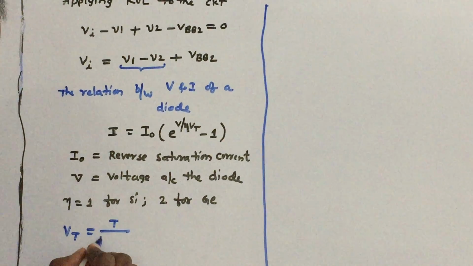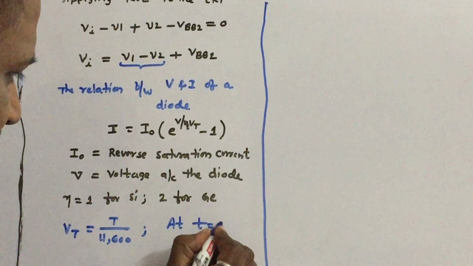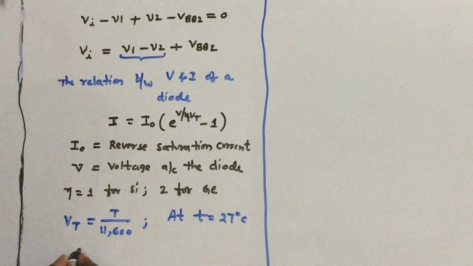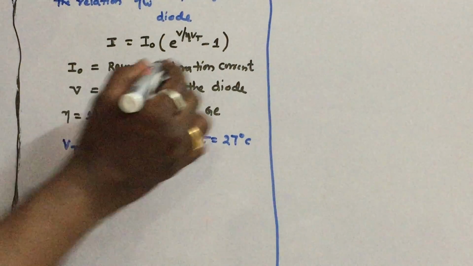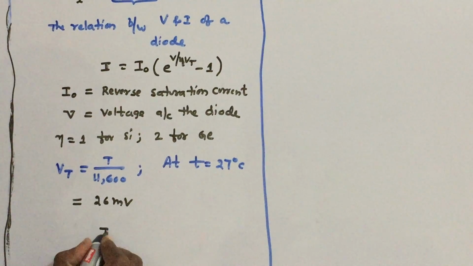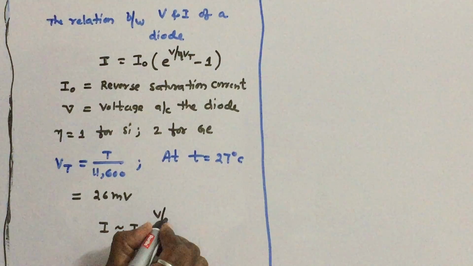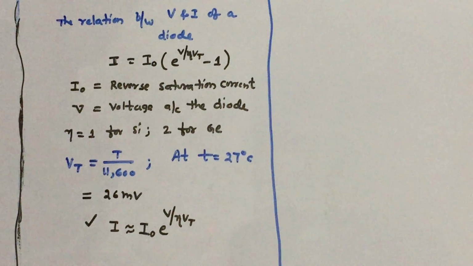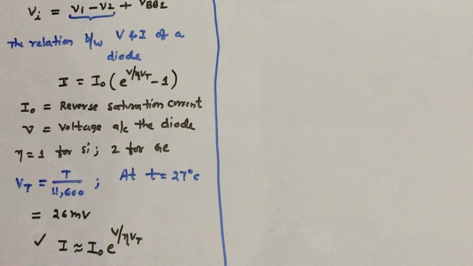Vt is T by 11,600. At room temperature, T is equal to 27 degrees centigrade, so that means 300 Kelvin, so it will come out as 26 millivolts. Generally this exponential term is very large as compared with 1. Therefore I is approximately written as I0 into e power V by eta Vt. I use this relation to derive the difference between VIU minus VIL as 4.4 eta Vt.